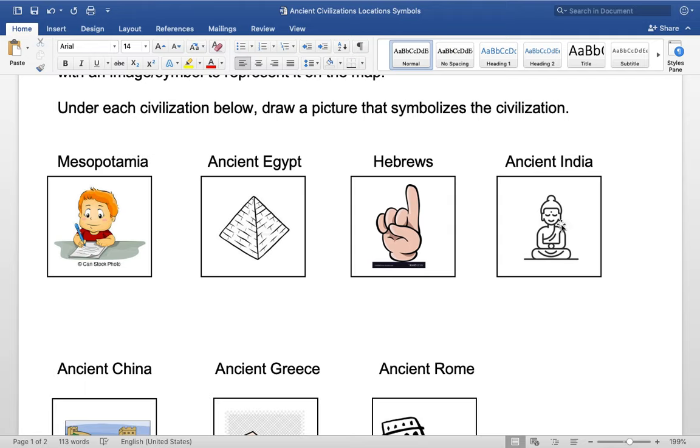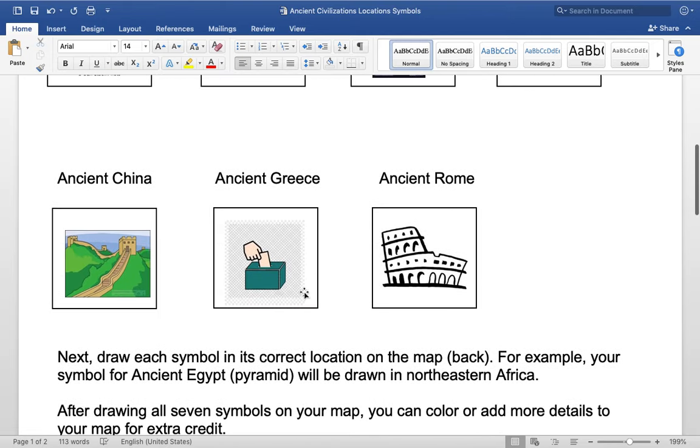For ancient India, I have this picture of the Buddha, who founded Buddhism, and he is meditating. For ancient China here, it's a picture of the Great Wall of China, which is one of the most important landmarks in China. It still stands to this day.